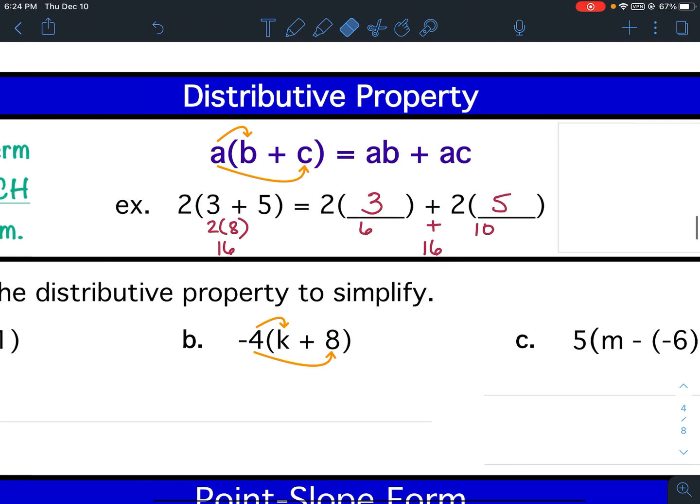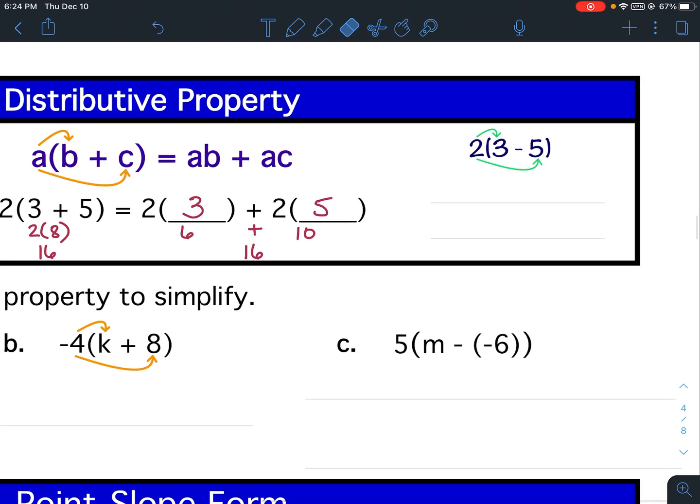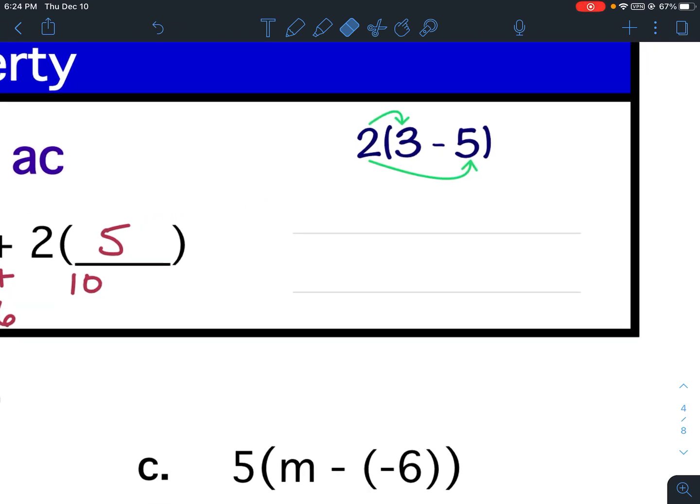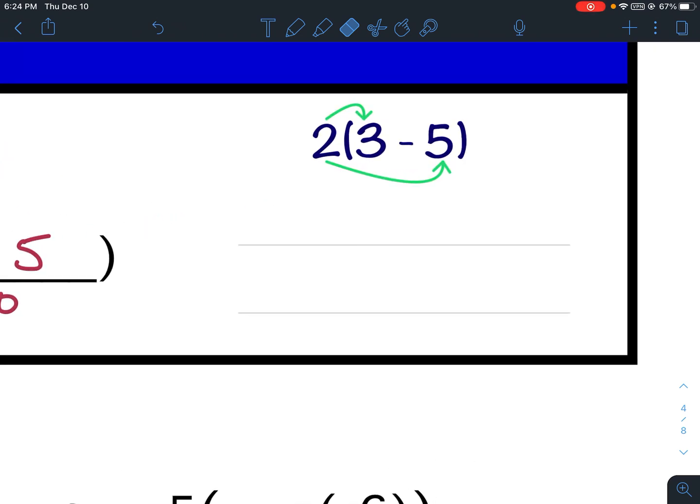Now, what if it was 2 times 3 minus 5? Well, I'd start by doing the same thing. So I would take 2 times 3 and get 6. But now I'm going to take 2 times negative 5. That minus 5 means negative 5. 2 times negative 5 would be negative 10. And 6 minus 10 is negative 4.